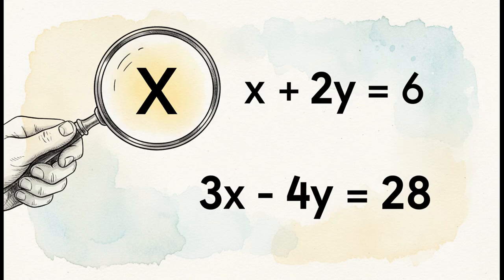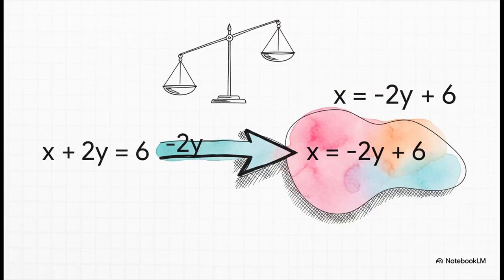Okay, here's our system. We have x plus 2y equals 6 and 3x minus 4y equals 28. Just take a second and look at it. Can you spot the lonely variable? Yep, you got it. It's the x in that first equation. It has a coefficient of 1, which makes it our perfect target. All right, step 1, isolate. We take that first equation, we subtract 2y from both sides, and bam, we get the x all by itself. We now have x equals -2y plus 6. And that expression on the right, the -2y plus 6, that is our blob.